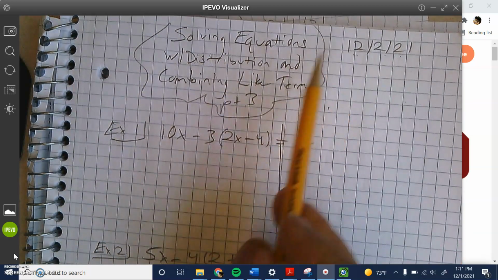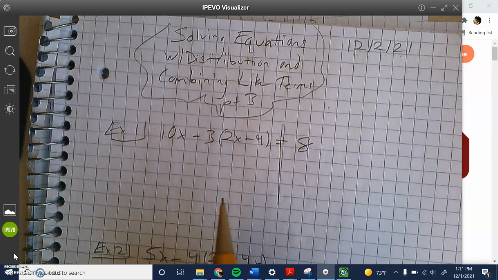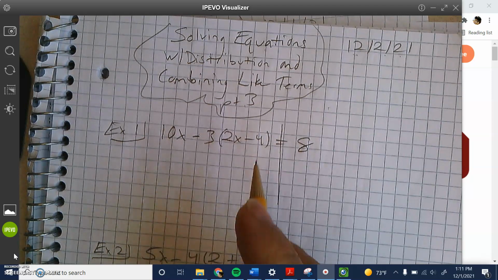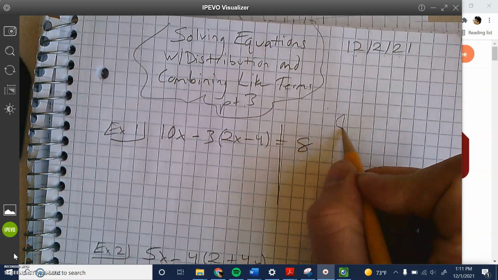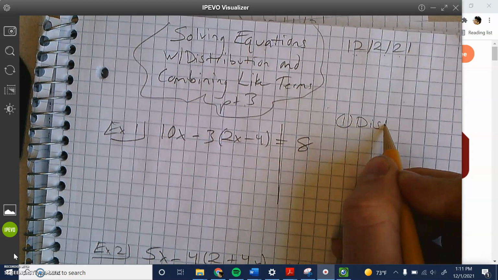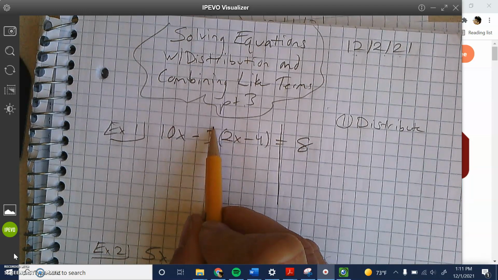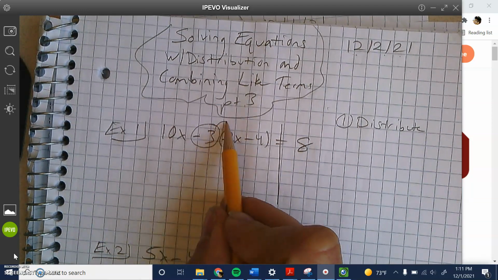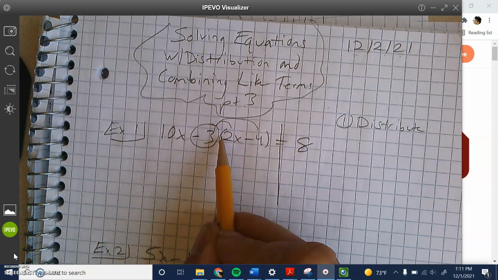Write this down. Example 1. This is a negative here. We're going to work on distributing the negative today in our practice problems. So, first step, always distribute. In this case, I'm distributing a -3. The -3, not a positive 3, a -3. So I always circle it like this.